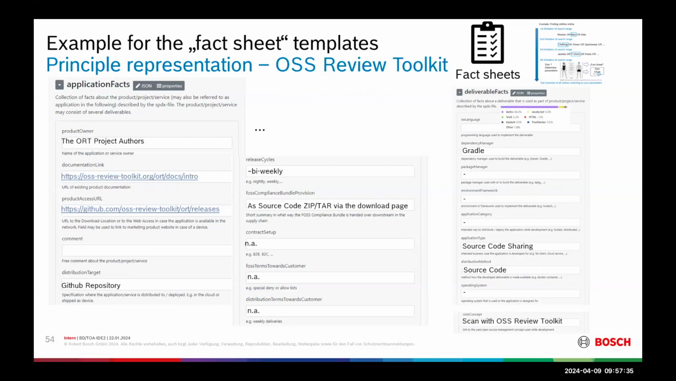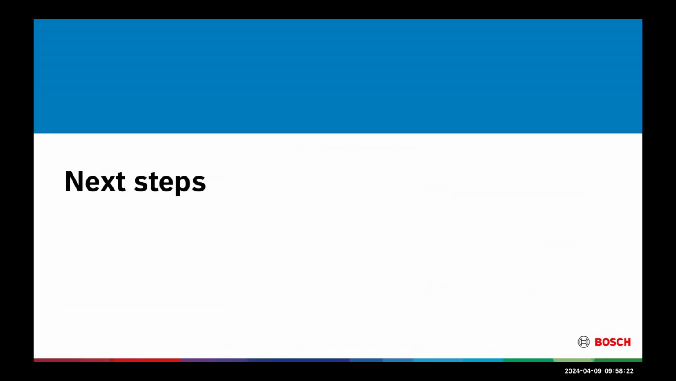Compared to this, you can also see there are some similarities if we look at the OSS Review Toolkit, because there's also the distribution target GitHub repository. Also, FOSS compliance bundle provisioned via the download page, but released more frequently. Also the details, so that's pretty handy. On the other side here, you see different software languages, Kotlin mainly with Gradle, source code sharing, source code. And here again we need to distinguish: do we talk now about the code that you can get from GitHub, or do we talk about the Docker container as a deliverable, right? And this is important to distinguish.